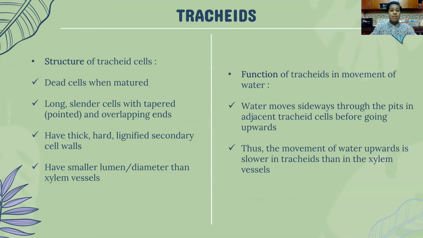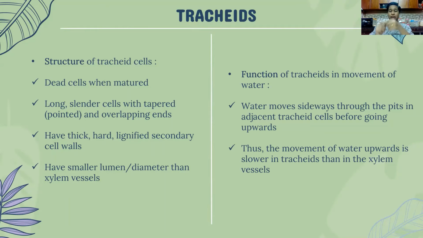Tracheids. The structure of tracheid cells. Tracheids have dead cells when matured, and they are long, slender cells with tapered and overlapping ends. Tapered means reduced in thickness.